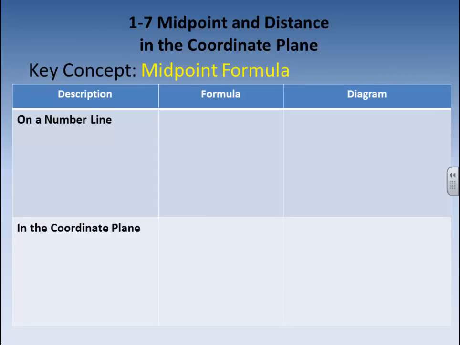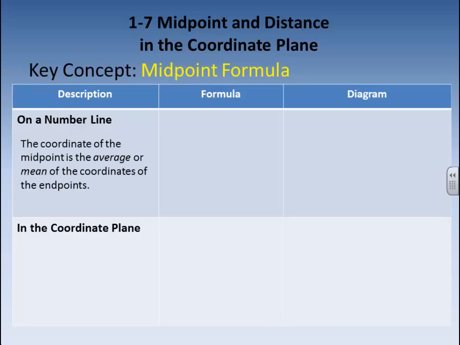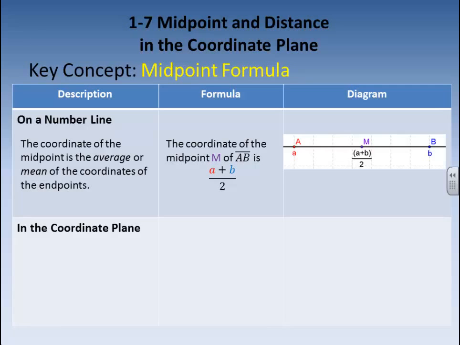To get started, the key concept is the midpoint formula. The coordinate of the midpoint is the average or the mean of the coordinates of the endpoints. The formula is adding the endpoints together and dividing by 2. So the diagram would be on the number line. Say the coordinate of point A is little a and the coordinate of point B is little b. You add them together, a plus b, and you divide it by 2. That's indicated right here.